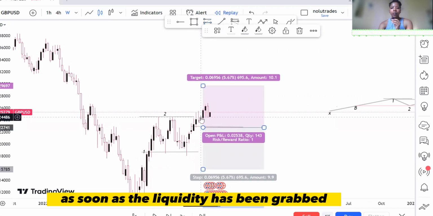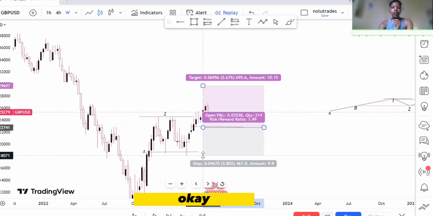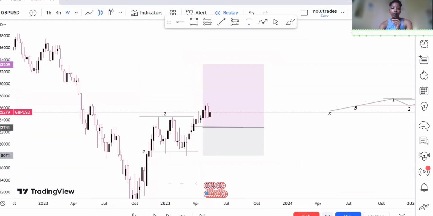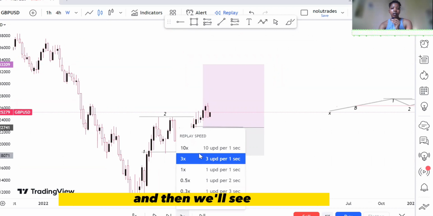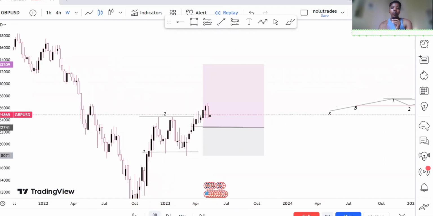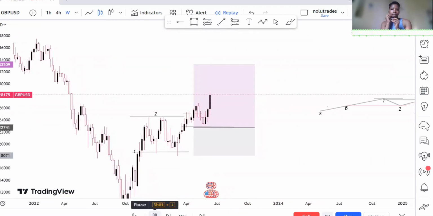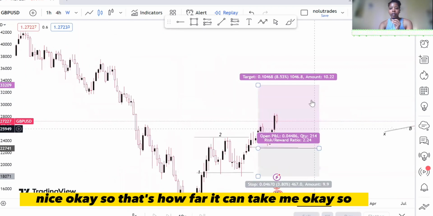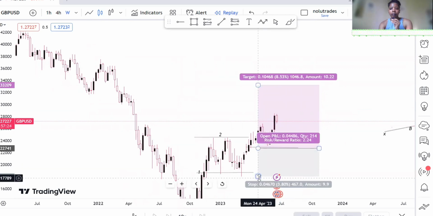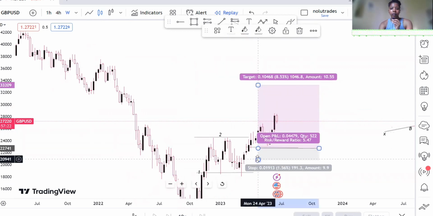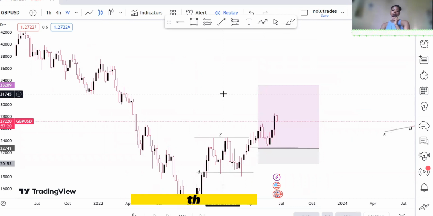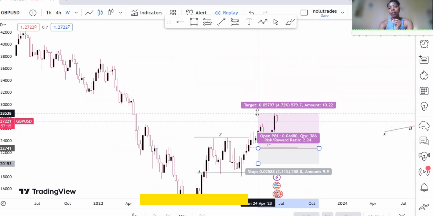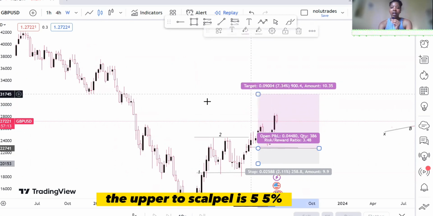As soon as the liquidity has been grabbed, okay, stop low, and we can see if we can get a nice 2% on the trade, and then we'll see how the trade goes. Okay, nice. Okay, so that's how far it can take me. If you were a scalper, that would be 5%, but me, I swing trade, so that would be 2% for me. A little over 2%, yeah, but the scalper is 5%.